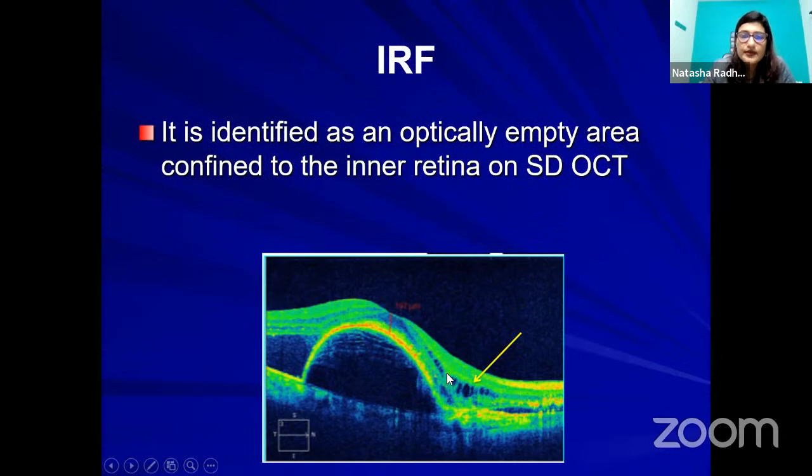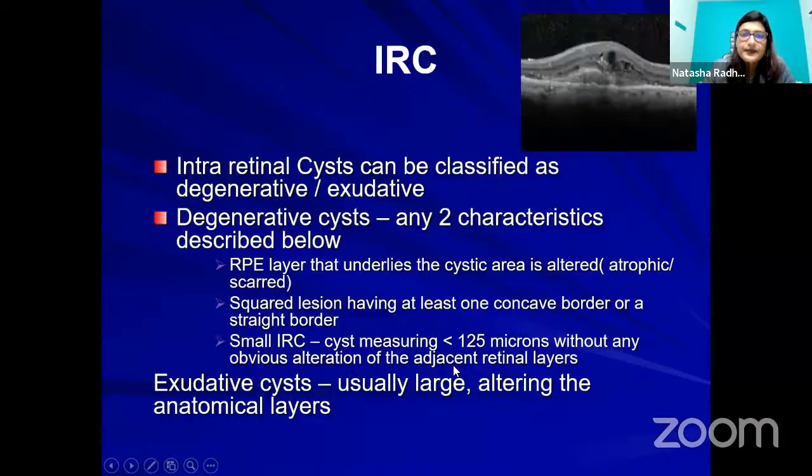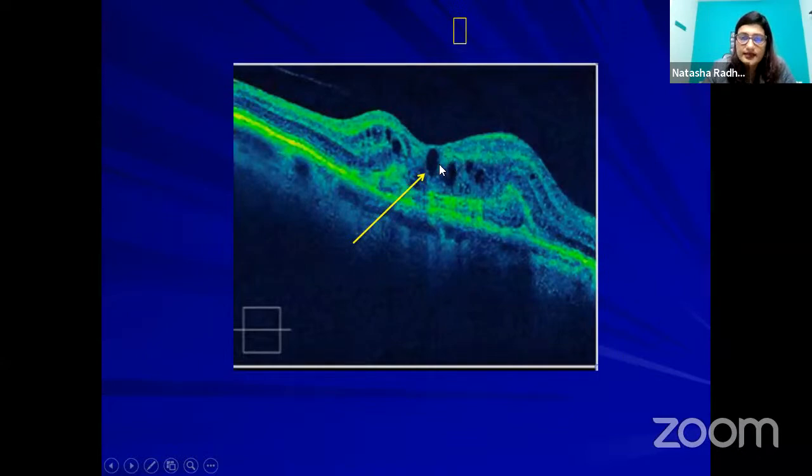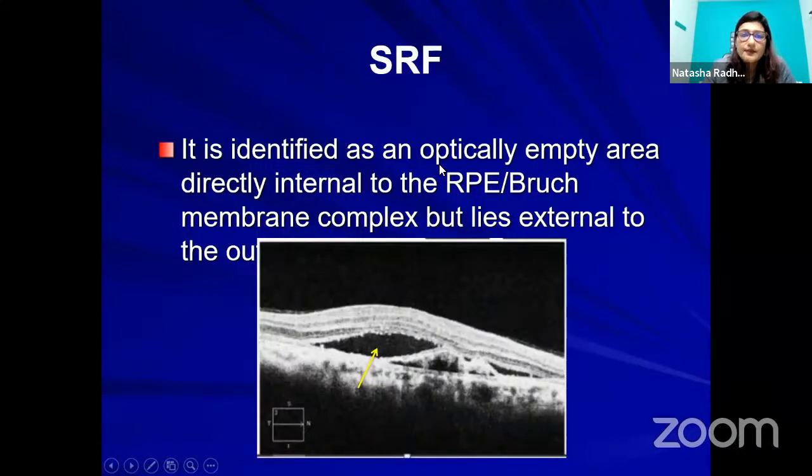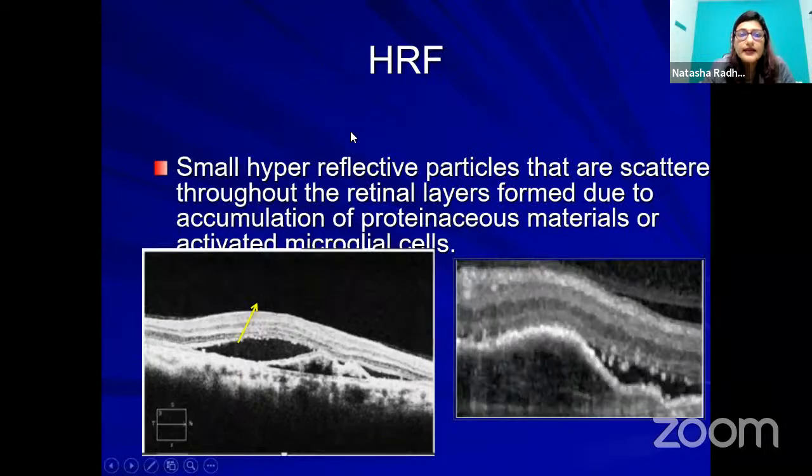The intraretinal fluid is an optically empty area that is confined to the inner retina. The intraretinal cysts are of two types, degenerative and exudative. These are the intraretinal cysts. The subretinal fluid is an optically empty area that is directly internal to the retinal pigment epithelium-Bruch's membrane complex, but lies external to the outer limiting membrane. The HRF are small hyperreflective particles that are scattered through the retinal layers.